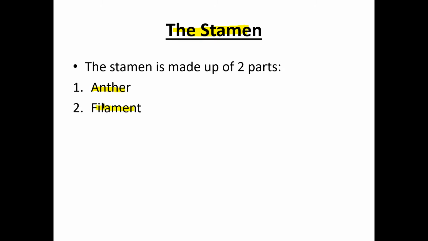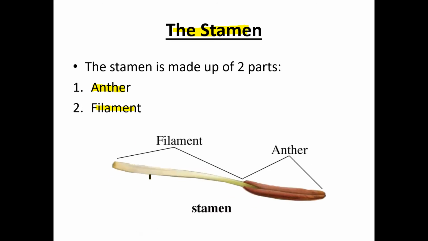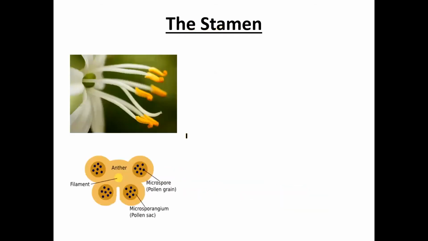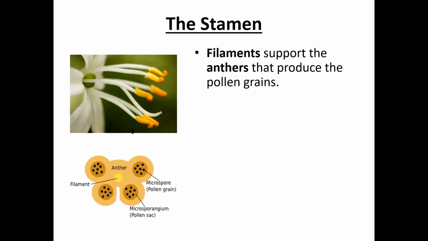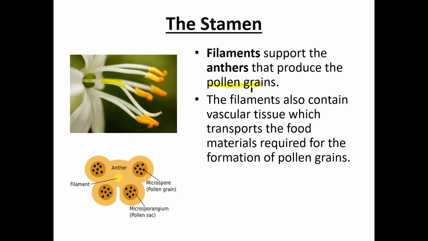Filament provides the support while these gametes are actually produced in the anther. So here you can look at the structure. This part that you're looking at, this stamen, consists of anther and filament, right? Anther is the part that produces the male gametes. Here you're looking at another structure. The filaments support the anthers, right? And the pollen grains are produced in the anthers. Pollen grains are the male gametes found in flowering plants.